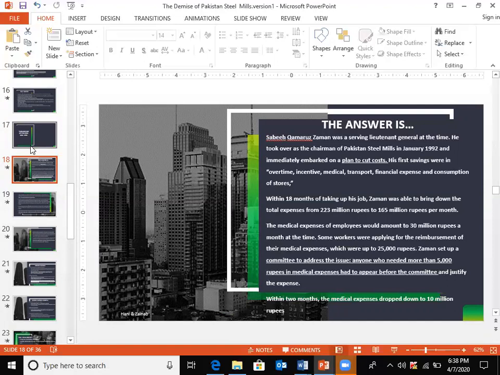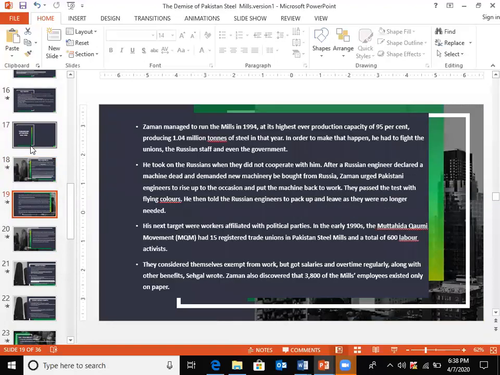So again, he was saving 20 million rupees right over here in medical expenses, because there was a lot of corruption in the leadership, but also amongst the workers. The workers would many times come in with fake bills, and they would try to get extra money from the organization. So Mr. Zaman managed the mills. In 1994, it actually reached the highest level of production capacity at 95%, and the mill was producing 1.04 million tons of steel that year.